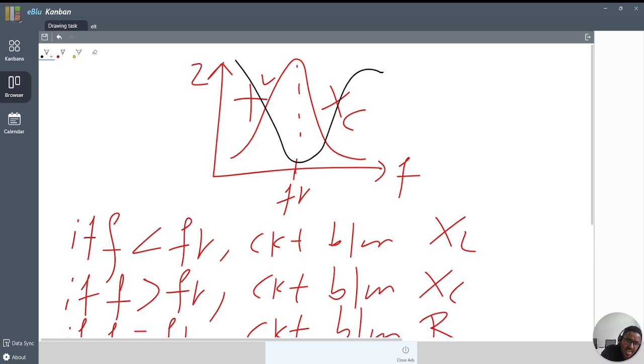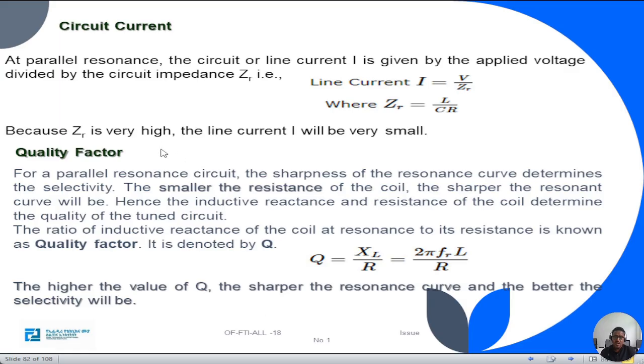When the impedance is high, the current becomes low. So to define the characteristics of impedance or line current. So what does quality factor mean?